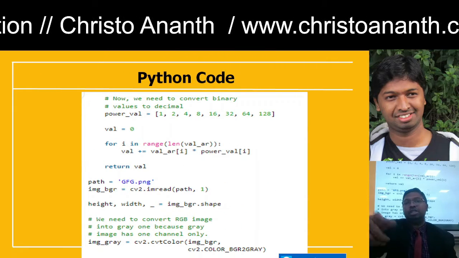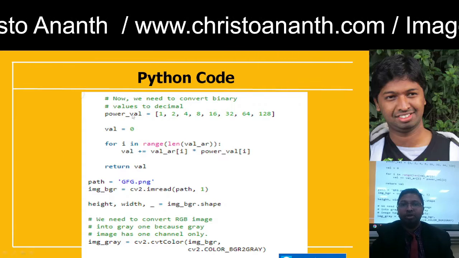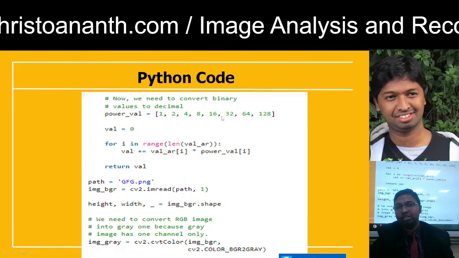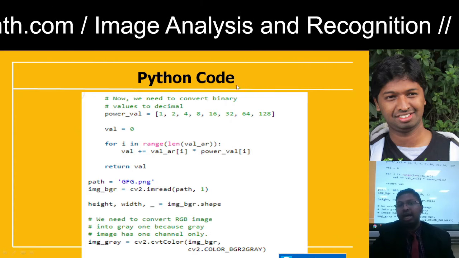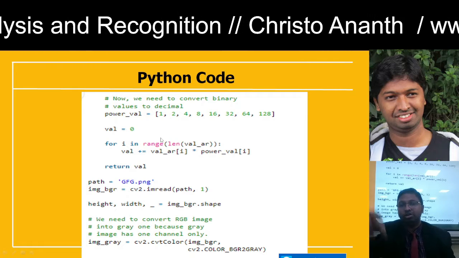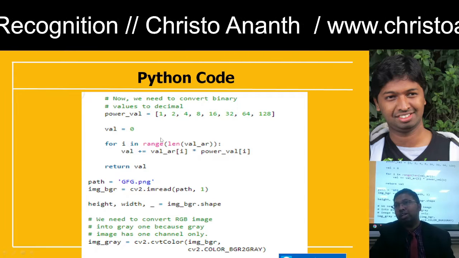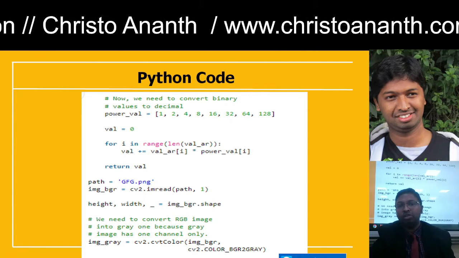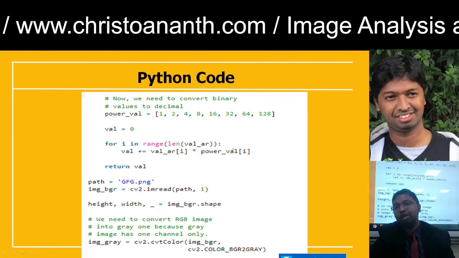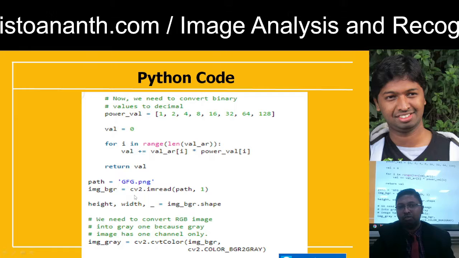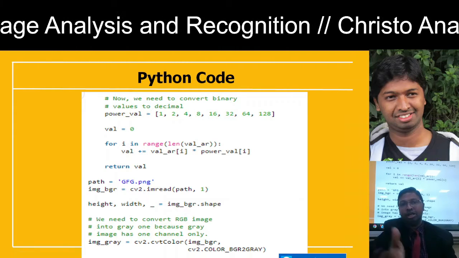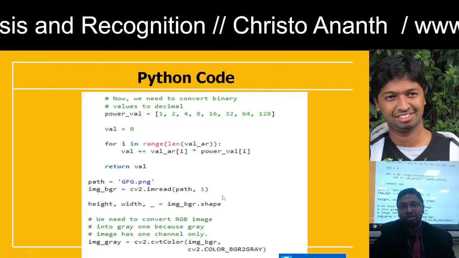Then we have to convert the binary values to decimal. So the power values you will have are 1, 2, 4, 8, 16, 32, 64, 128, and you specify value equal to 0. For i in the range of the length of the value array, value equals value plus value array of i times the power value of i, and return the value.